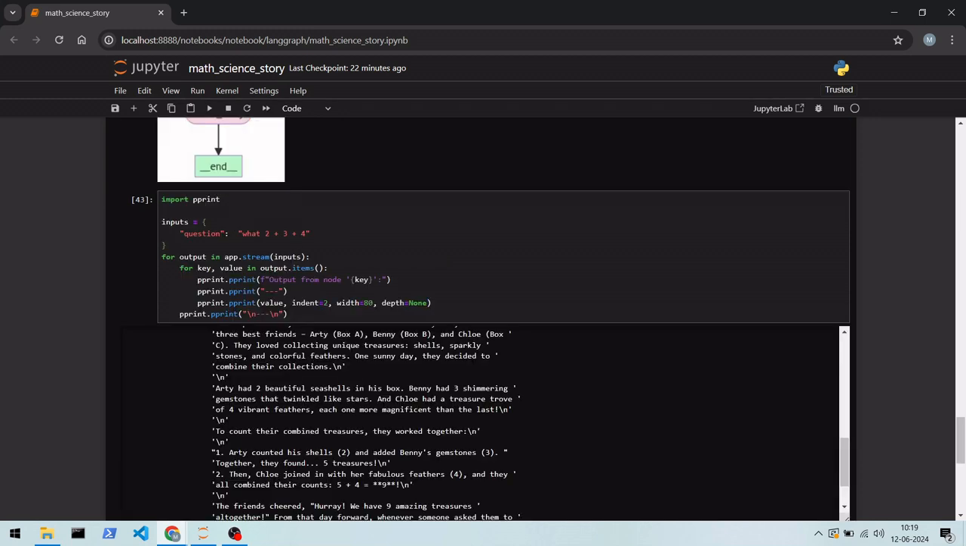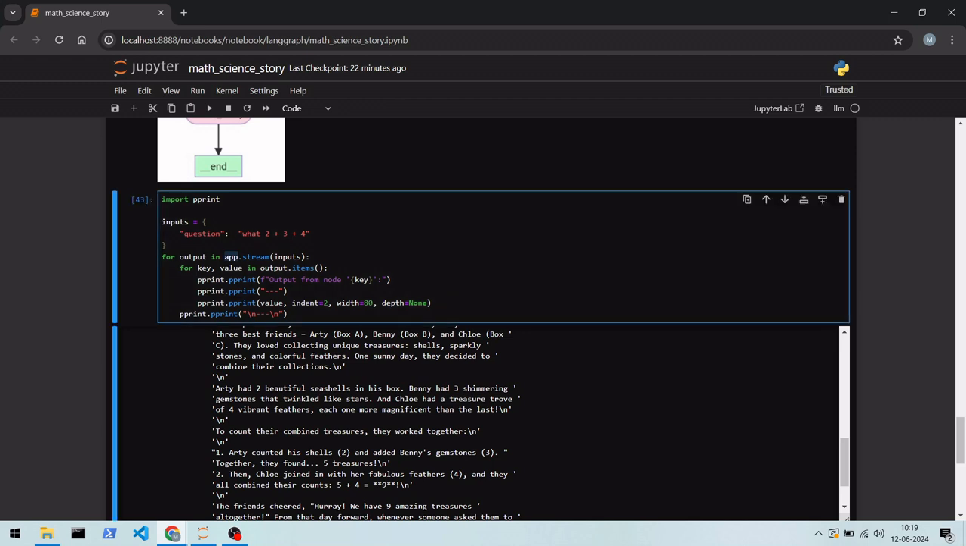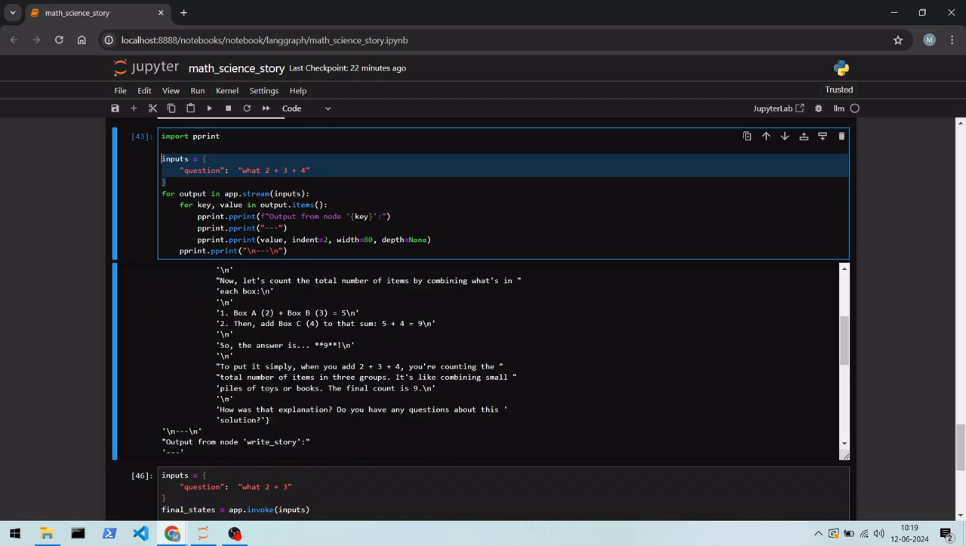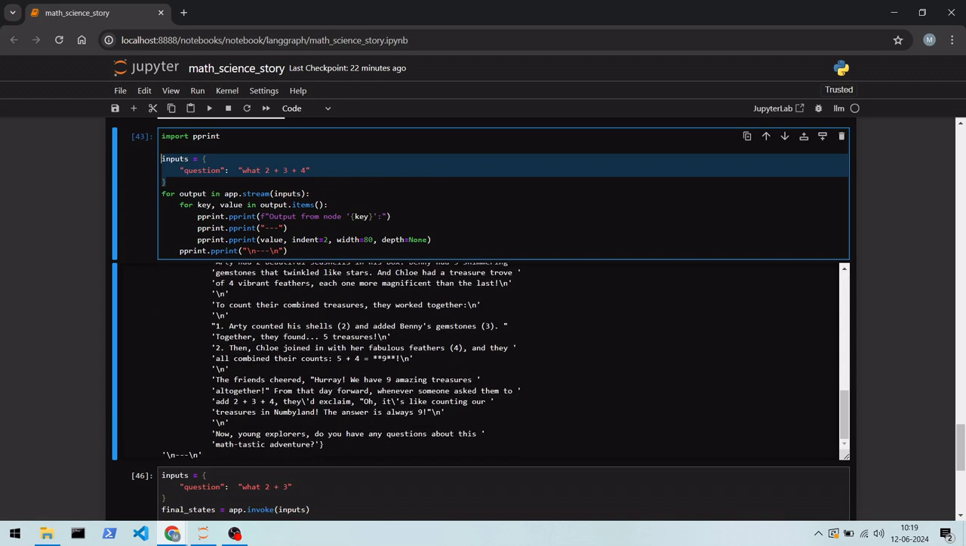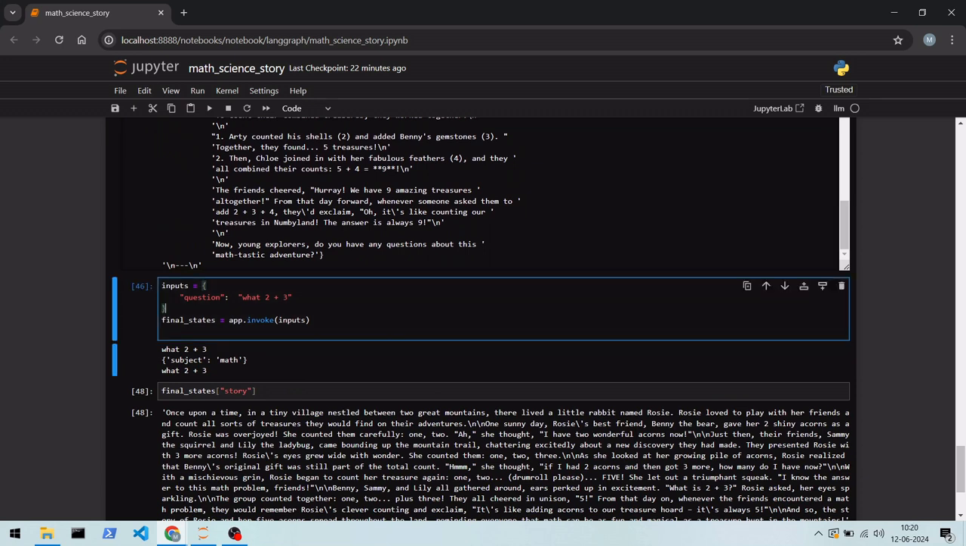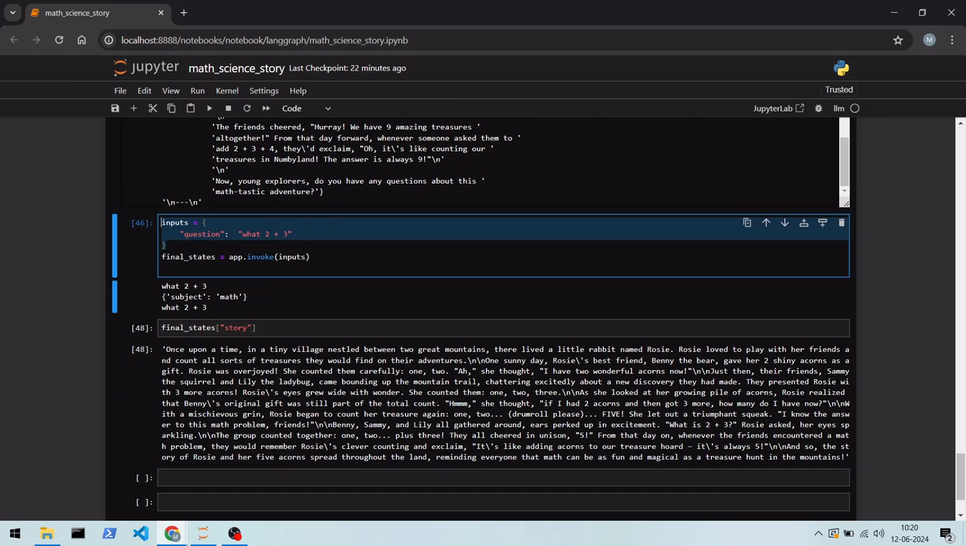Here we will invoke the workflow. We can describe the input and we'll send it as a stream. So it logs the answer when each node is completed. You can also use invoke. So we'll describe the input and we'll call the invoke method. It gives the final answer.